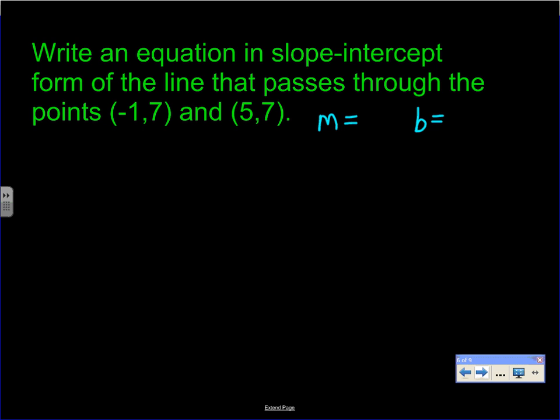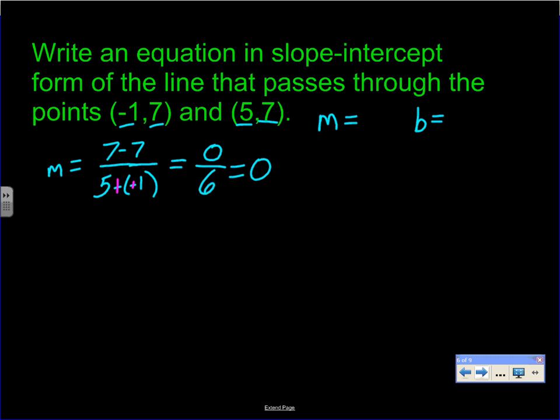Let's look for the slope here. So we know m is equal to y2 minus y1 over x2 minus x1. So 7 minus 7 is 0, and 5 minus a negative 1 is going to be a 5 plus 1, which is 6. And we know 0 over 6, that's a slope of 0.